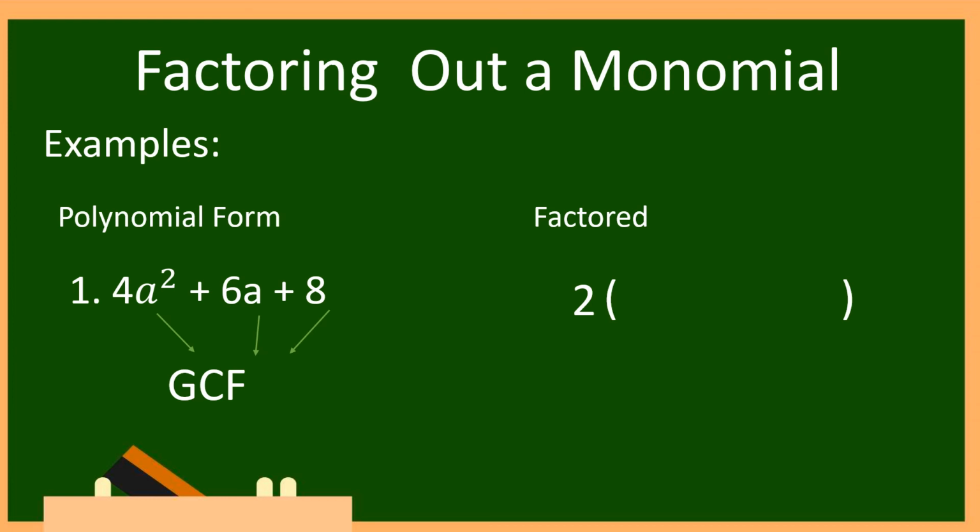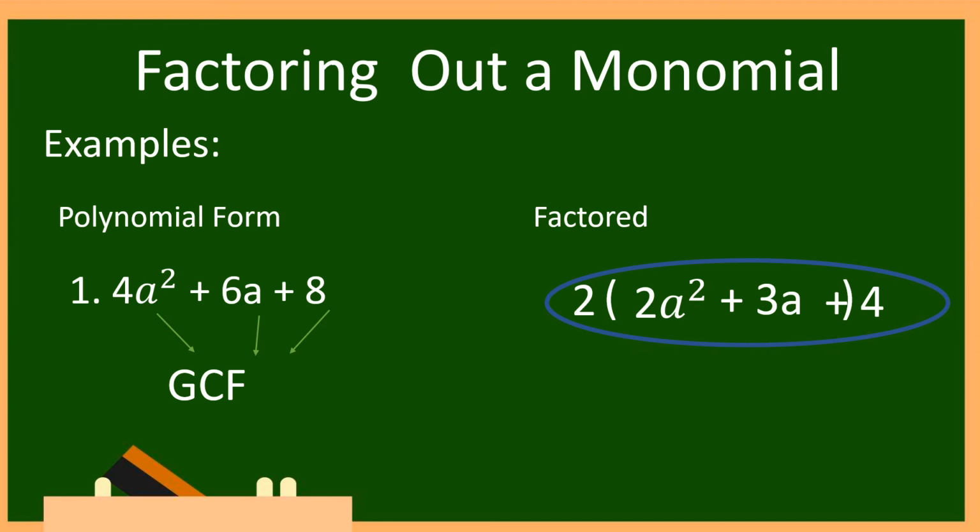So, class, for us to be able to get the factored form, we need to divide each term by our GCF, or that is 2. Therefore, 4a squared divided by 2, that is 2a squared. Next, 6a divided by 2. Very good. That is positive 3a. How about 8 divided by 2? Great. That is 4. Therefore, our final answer is 2 times the quantity of 2a squared plus 3a plus 4.